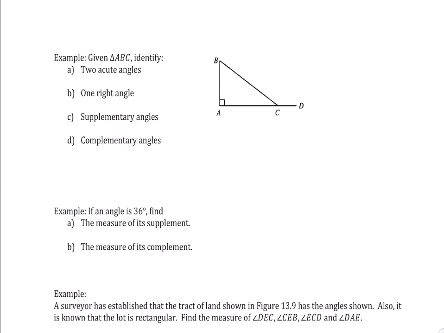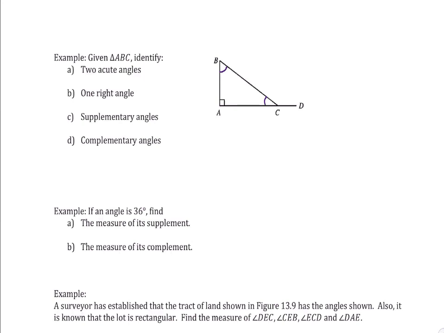Now let's try to apply these definitions to some geometric figures. So in this triangle ABC, where we do see that one leg has been extended, we need to identify two acute angles. So we're looking for two angles that are less than 90 degrees. You have an angle up here at vertex B, and you have an angle here at vertex C.